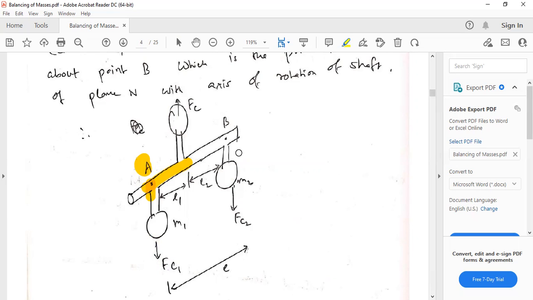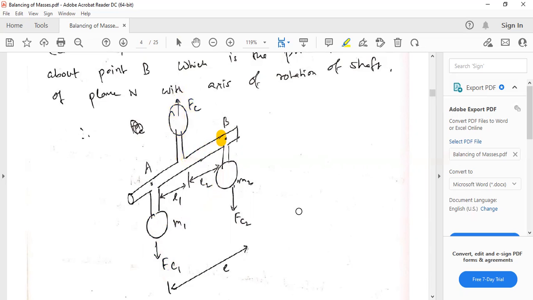And if I take another point, let's say point B, then we will have a moment of FC and FC1. The moment of FC will be FC into L2, because FC is the force here and L2 is the distance from point B. Similarly, FC1 is going downward and the distance between point B and this force is L. So we have to equate their moments.